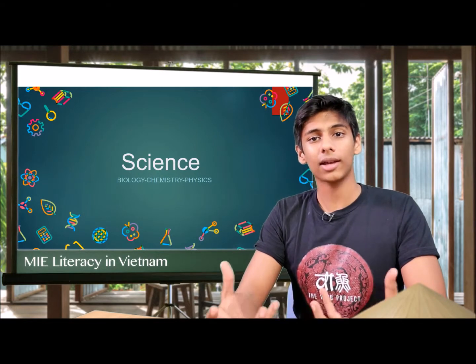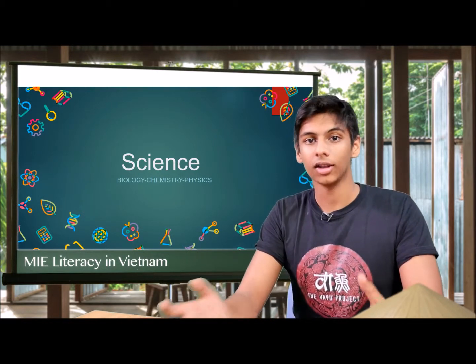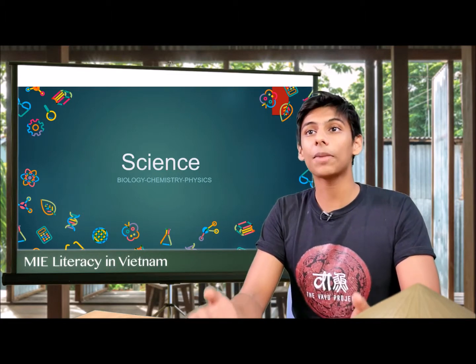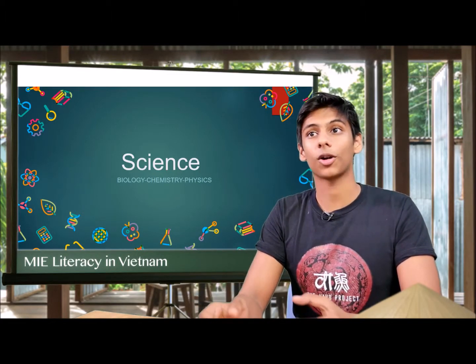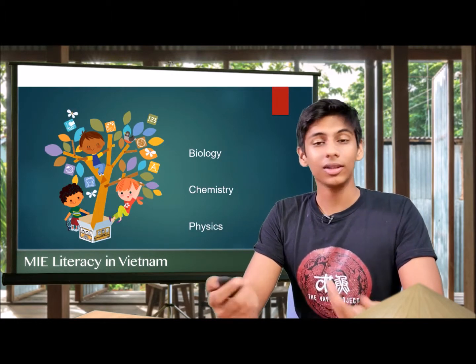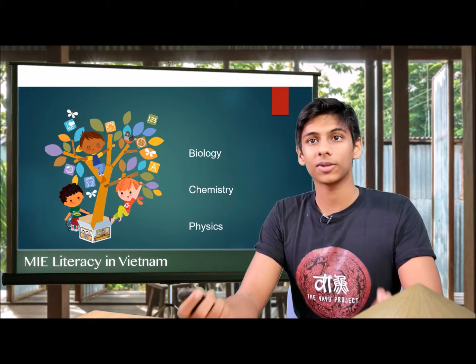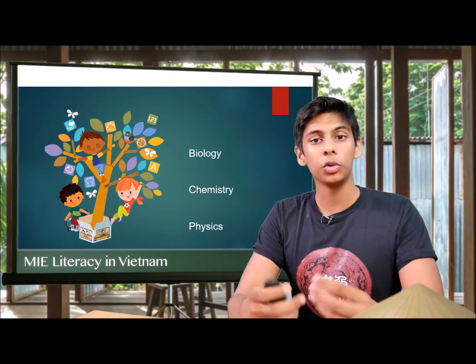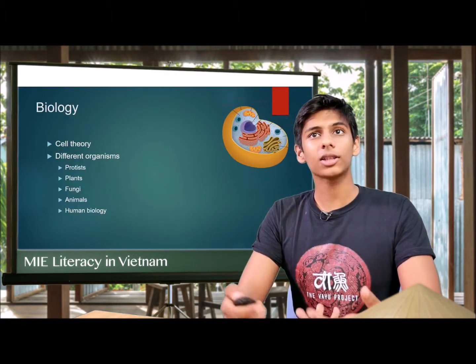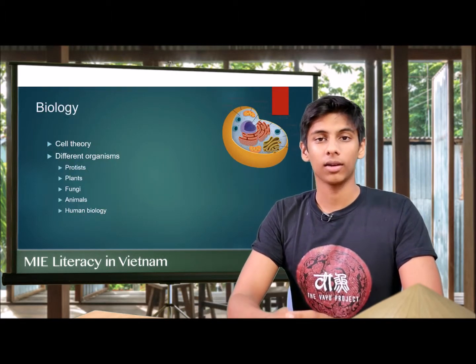So, science has three major parts. The first part is called biology, the second part is called chemistry, and the third part is called physics. Let's find out more. Right? So these are the three components that make up science. With these components, we can study all that there is in the scientific world. Let's start with biology, right?